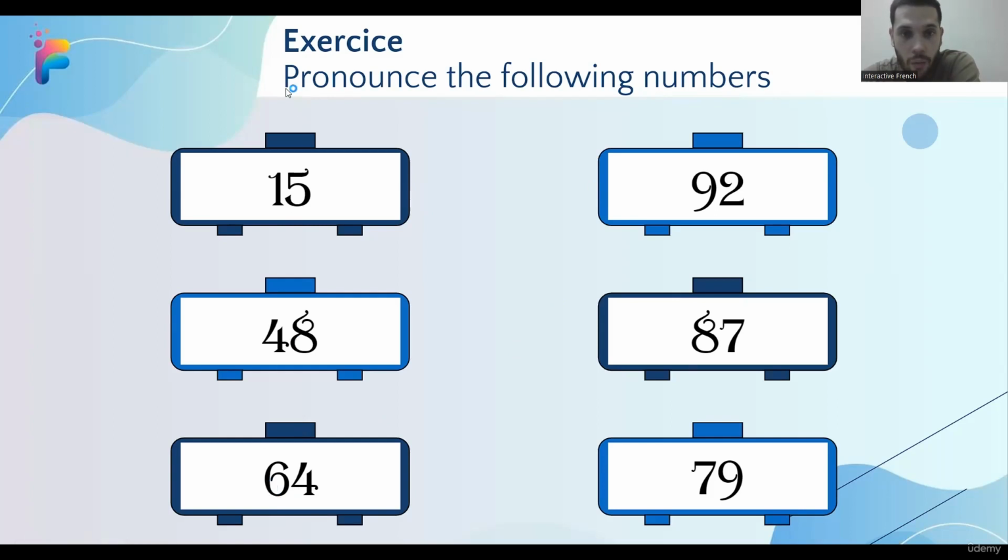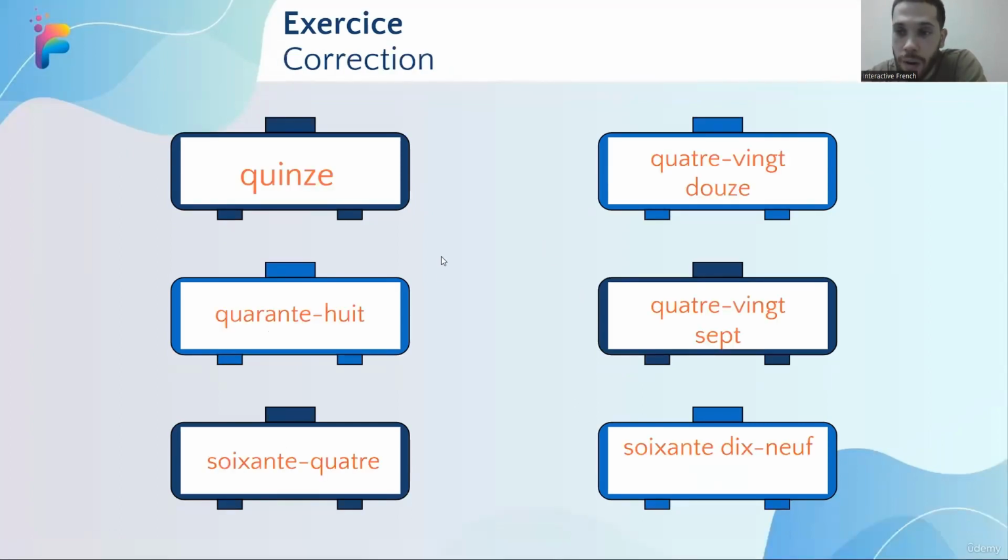Next, we have 64. 64 is soixante-quatre. Yeah, indeed. And then lastly, we've got 79, soixante-dix-neuf, indeed. And here you have the correction, the numbers written in letters: 15, 92, 48, 87, 64, and 79.